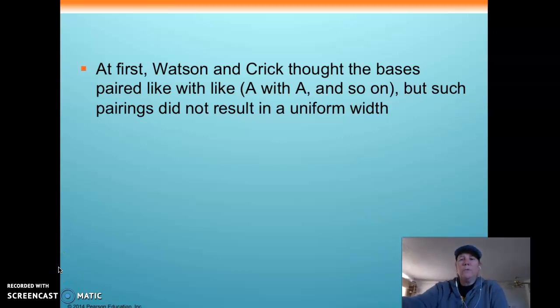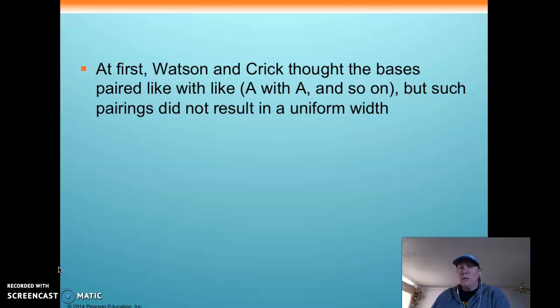Okay, when we ended with the notes last time, we were talking about the structure of DNA. One of the things Watson and Crick first thought was that all the nitrogen bases just paired with themselves, like A went with A, T went with T, and so on. But remember, you have purines and you have pyrimidines. You have single ring and you have double ring.